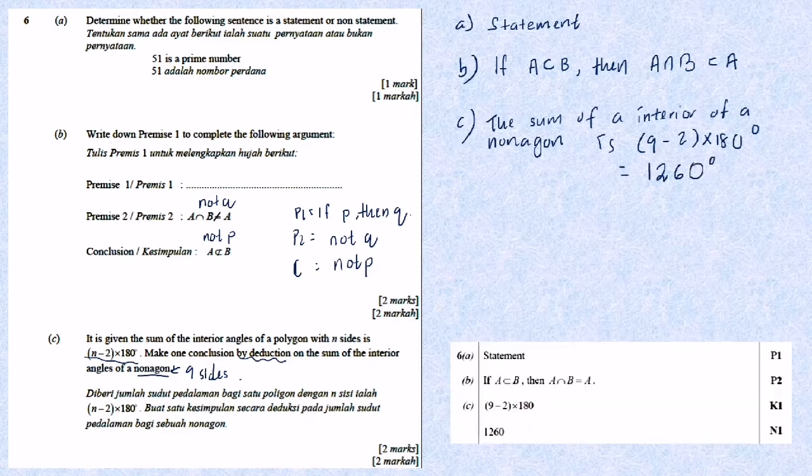Now we mark the answer. Okay, where we can get the marks. First, statement, 1 mark. B, we have 2 marks. And C, you show me the 9 minus 2 times 180 degrees, 1 mark, and the answer, 1 mark.